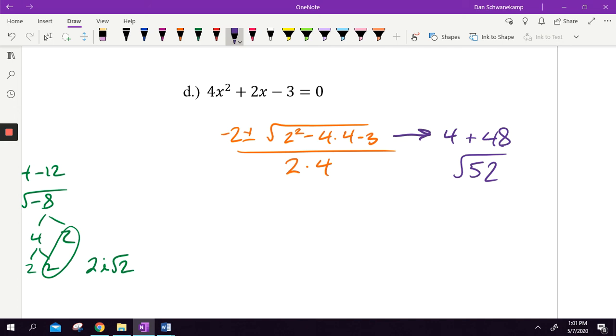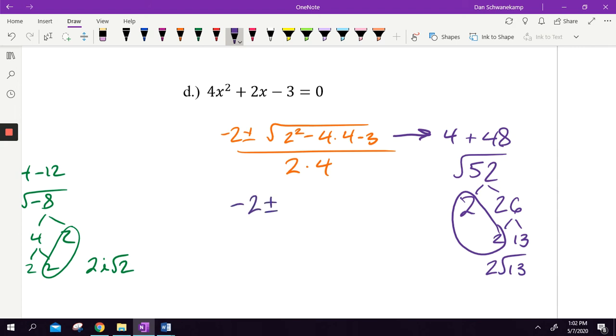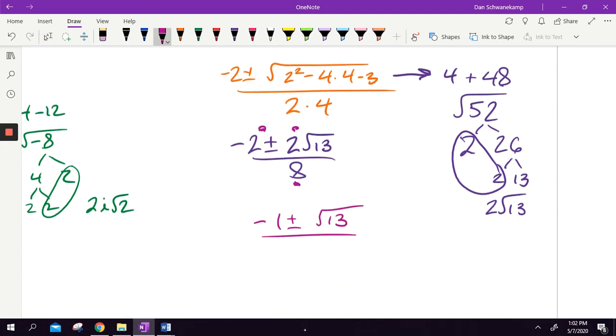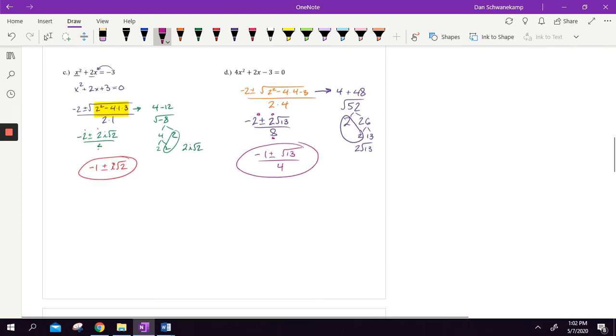So I get 2 and 26. And 26 breaks down into 2 and 13. Pair of 2's with a radical 13 left over. Negative 2 plus or minus 2 square root of 13 all over 8. Since these 3 numbers are divisible by 2, I get negative 1 plus or minus 1 square root of 13 all over, obviously, you don't need that 1 right there. And then 8 divided by 2 would get me 4. That is my answer. Are these good, clean numbers?